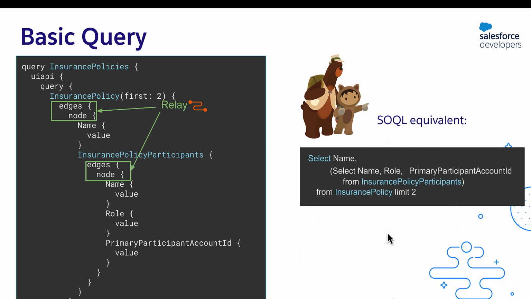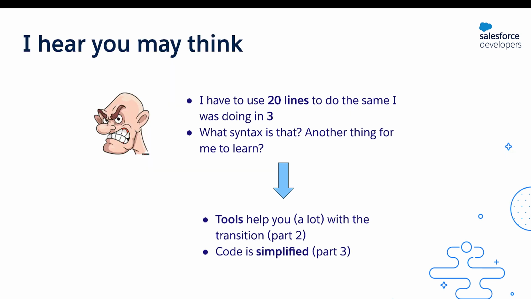And this is the equivalent of what you used to do in Apex. But okay, I already hear you scream: why do I have to use 20 lines to do the same as what's done in 3? And why do I have to learn a new syntax? Well, we'll see how the tools in section 2 help you with this transition, making the 20 lines easy to write and maintain.